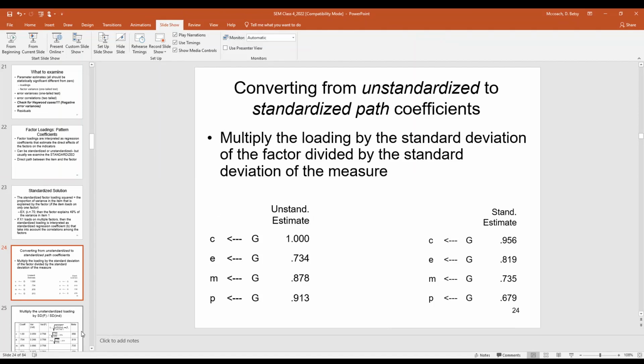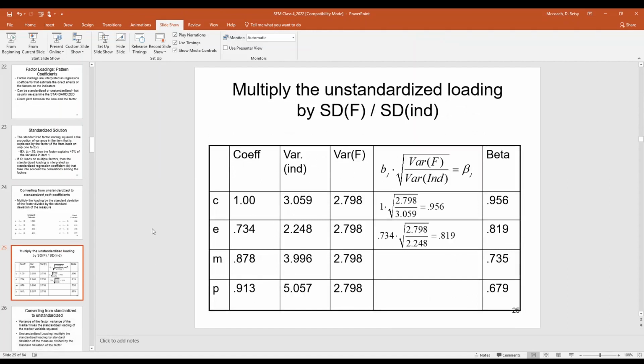So, okay, I said I was going to skip it, but I'll just say briefly. For example, here I've got a marker variable. The variance in the indicator is 3.059. The variance in the factor is 2.798. My unstandardized regression coefficient is 1. And then I multiply that by the square root, because these are variances, of the variance in the factor divided by the variance in the indicator. And that gives you 0.956.